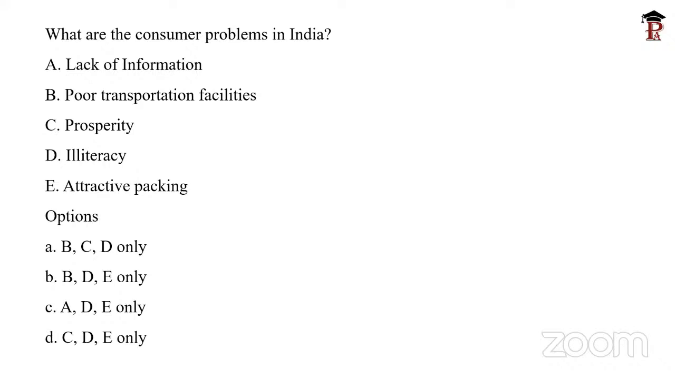Okay, let me check the answer. So the answer is A, D, E only, which means lack of information, illiteracy, and attractive packaging. Very good. So whose all four were correct? Who has given all the four questions' answers correct?